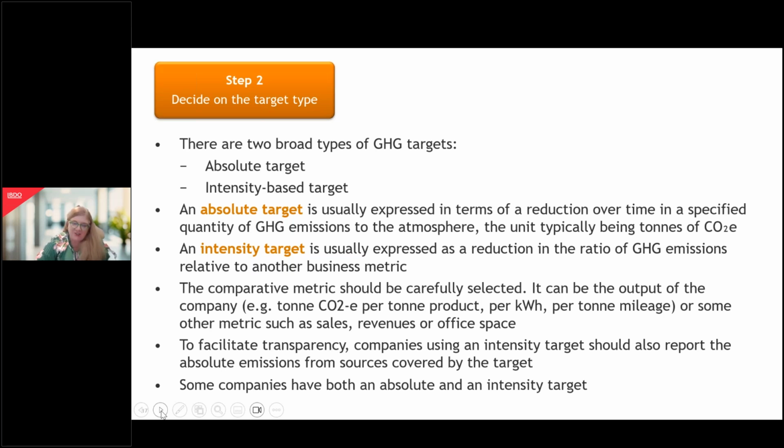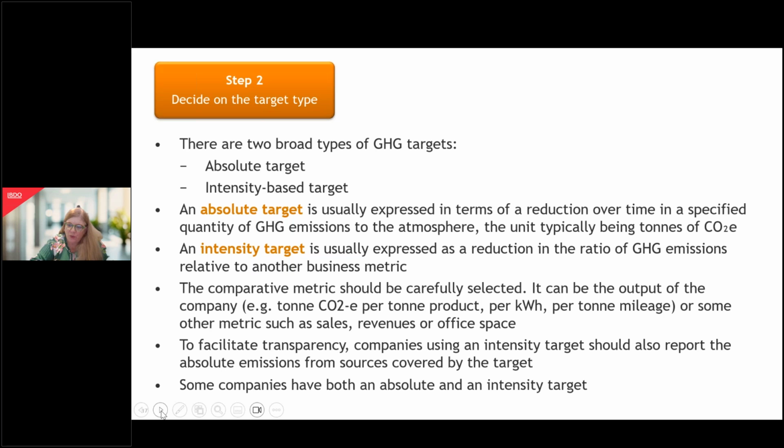An intensity target is usually expressed as a reduction in the ratio of our greenhouse gas emissions relative to another business metric. So, for example, if I use BDO Australia as an example, we've done our carbon footprint, and I think our footprint, on memory, is around 26,000 tons of carbon dioxide equivalent. But we've also worked out and disclosed some intensity factors. We worked out our carbon per $1 million of revenue. So that's an intensity factor. And we've worked out our carbon per full-time equivalent employee.